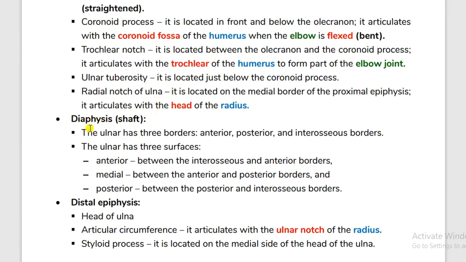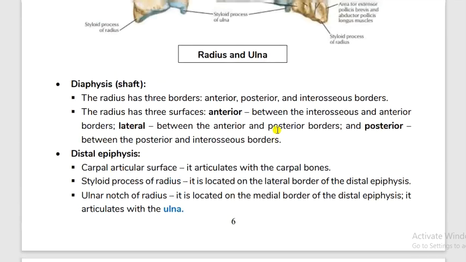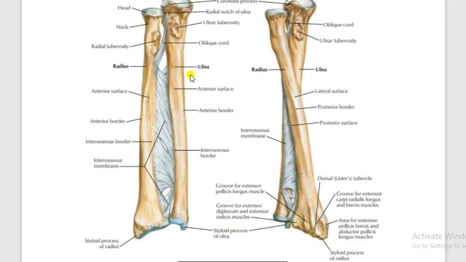Diaphysis, that is the shaft. The ulna has three borders: anterior, posterior, and interosseous borders. These are the borders of the ulna. We can see the interosseous border here and the anterior border here. We cannot see the posterior border of the ulna, but this is the interosseous border and the anterior border.